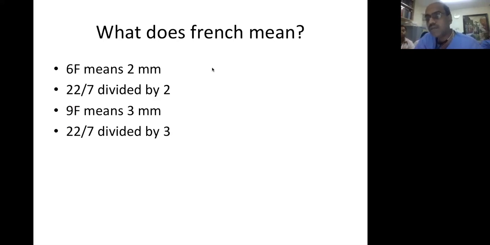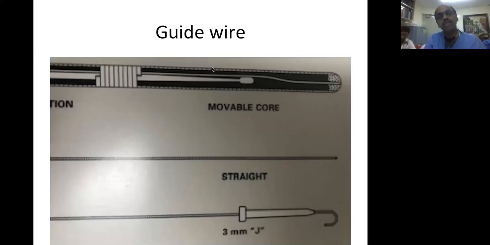The circumference is pi into d, or 2 pi r. So for a 2 millimeter diameter, the full circumference is roughly 6.1 or 6.2, so 6 millimeters. So 6 French means 2 millimeters. So 9 French means 3 millimeters. Pi into 3 is 22/7 into 3, roughly 9. So this is how the French comes about. It's the circumference.